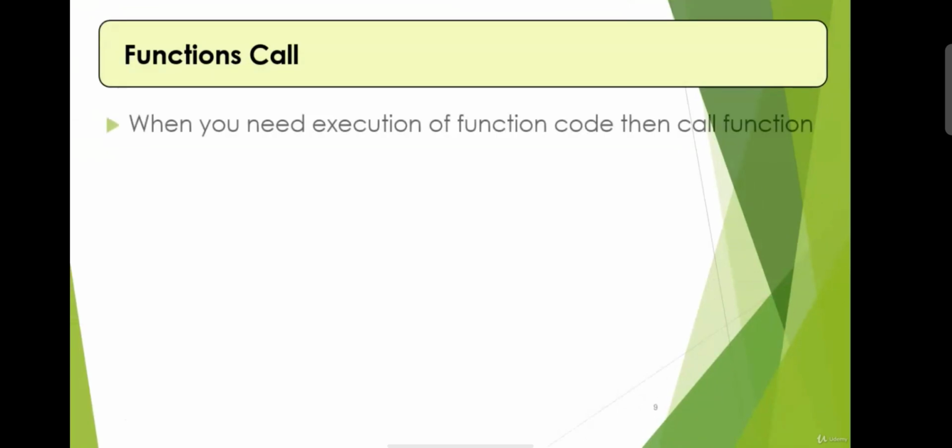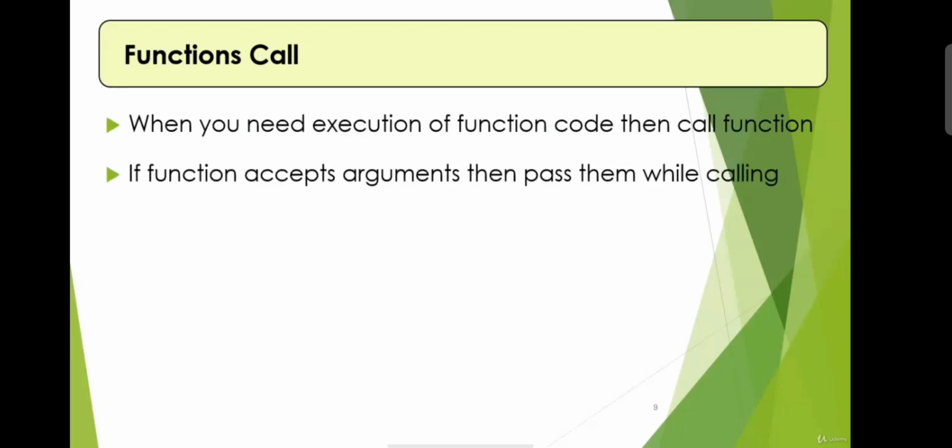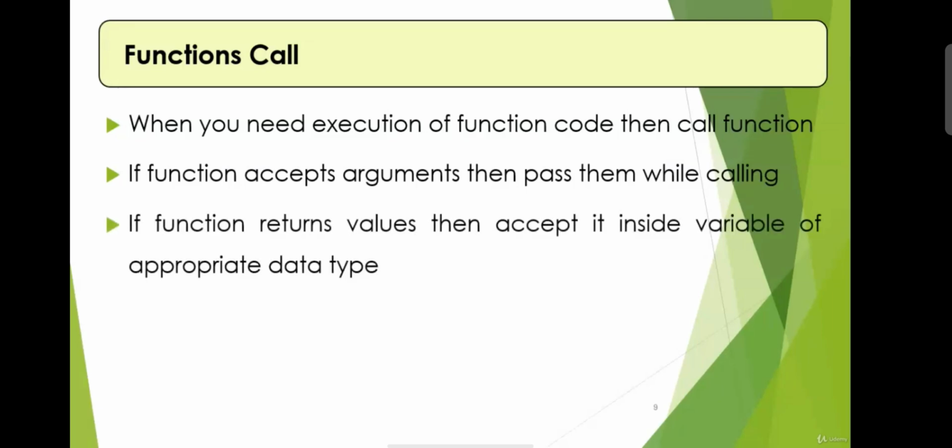Let's discuss the third element of functions in detail, that is function call. You need to make the function call whenever you need the execution of the function. If the corresponding function is accepting certain arguments, then you have to pass those arguments when you are calling the function. If the function is returning some value, then you have to accept that value inside a variable, and that variable should be of appropriate data type.